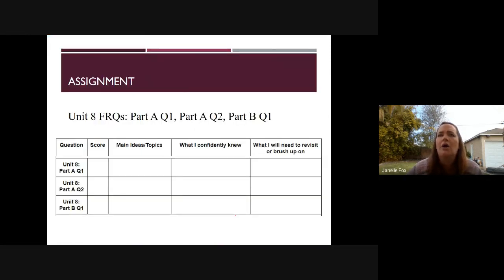Again, you are doing all the free response questions. You are keeping up with these things. You're scoring them. You're putting the main ideas, what you knew, what you didn't know, what you need to practice. Remember, this is for you. I am reading them and checking them, but this is so you can pass the AP exam, right? You're going to be all pumped and jamming when we get to this AP exam because of all the great prep that we did.